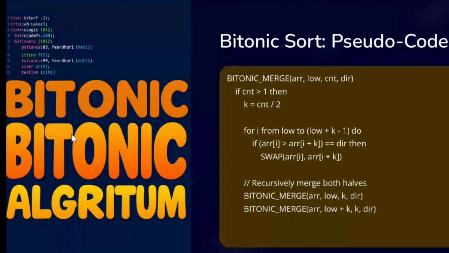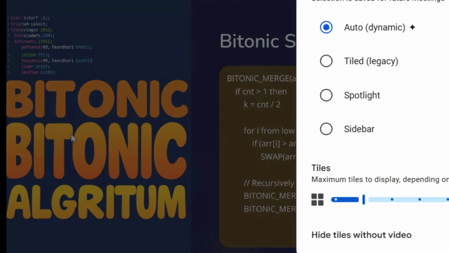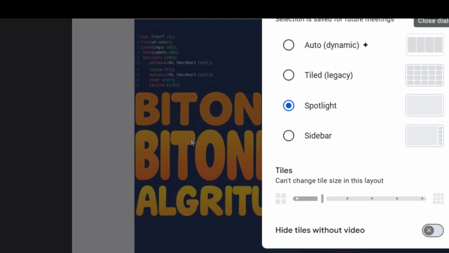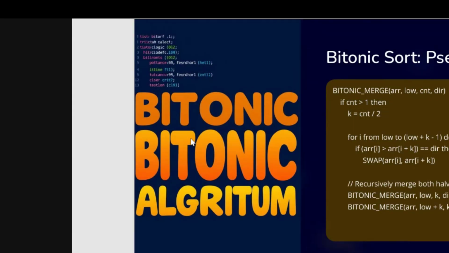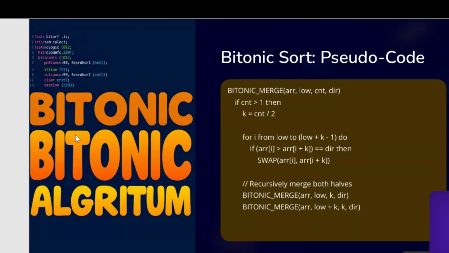The first one is array, which represents the array we need to sort. Low represents the starting index. CNT is basically the count, which represents the number of elements to process. And dir is the sorting direction, which is true for ascending and false for descending. The process goes like this. The array is split into 2 halves. Recursively, we sort the first half in ascending order and the second half in descending order. Then these 2 halves are merged into a single Bitonic sequence using Bitonic merge.